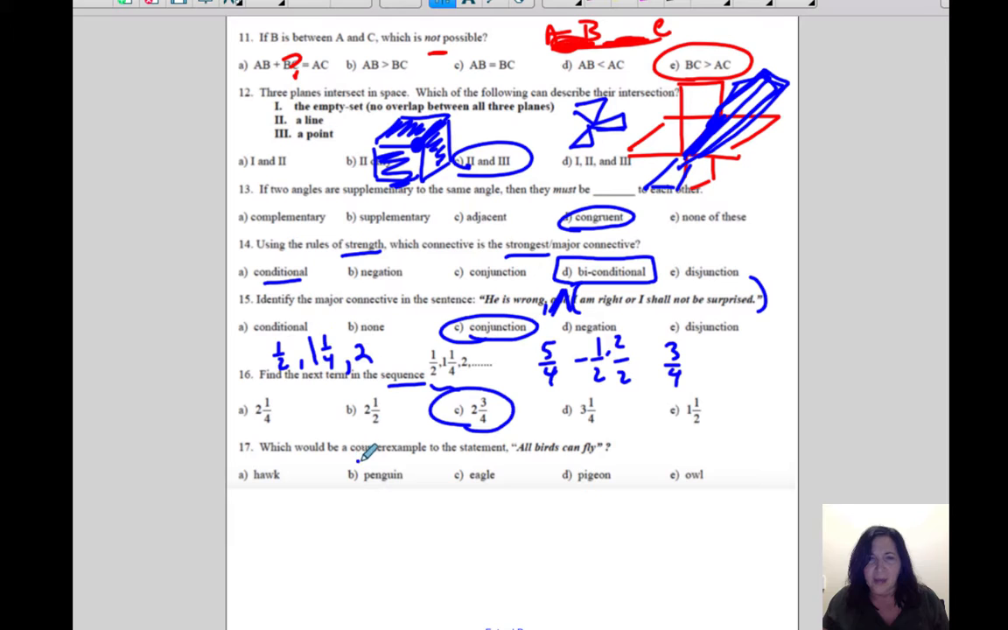Which would be a counterexample to the sentence, all birds can fly? Hawk can fly. Penguin is a bird, but it can't fly. All the other ones can fly, and they're birds, but this is the only one that's a bird but actually can't fly.